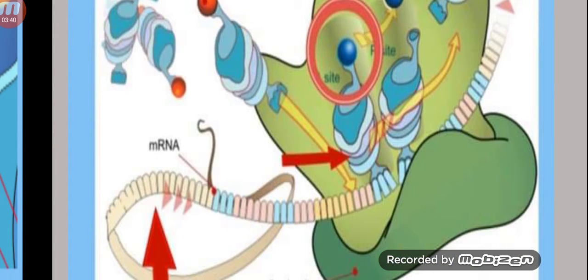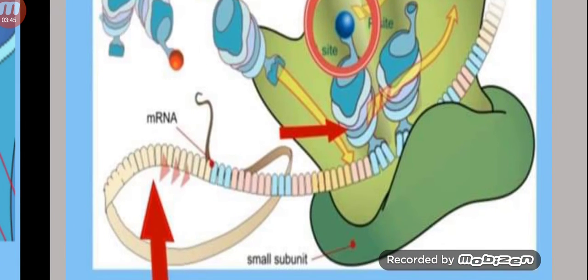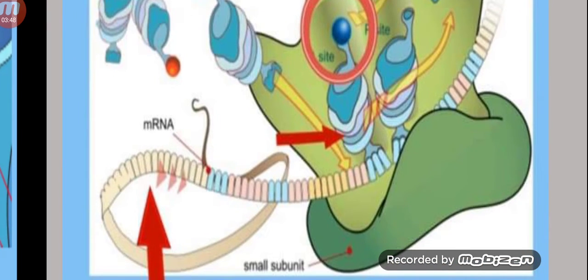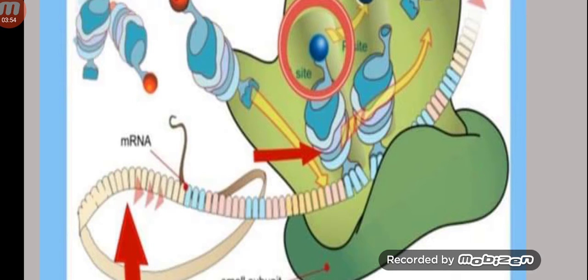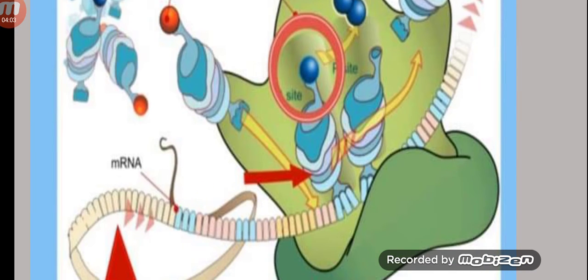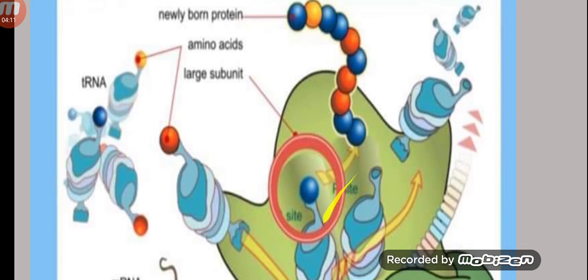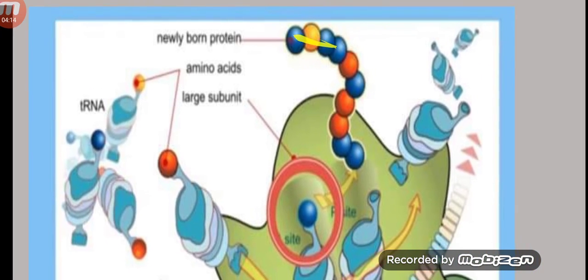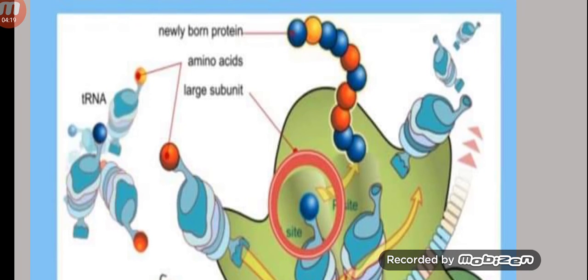Then the transfer RNA reads the mRNA, this row of colorful messages. Now the transfer RNA reads the mRNA and a string of amino acids is put together in the correct order. So tada! As you can see, these worm-like circle structures are now the newly born proteins.